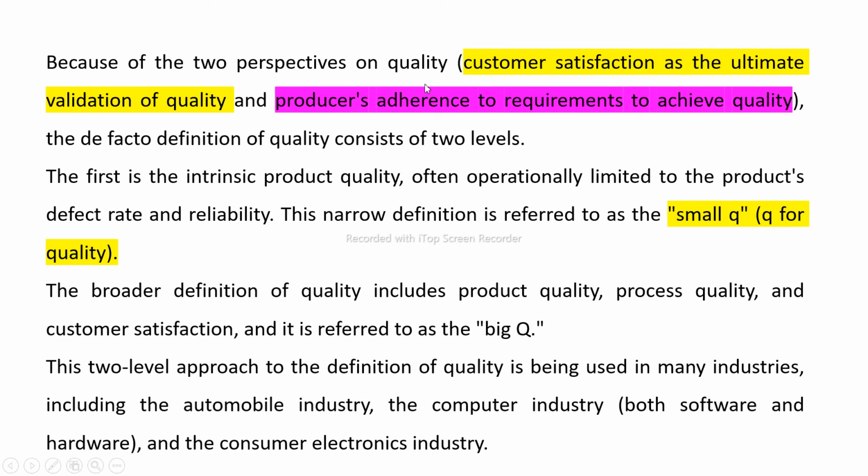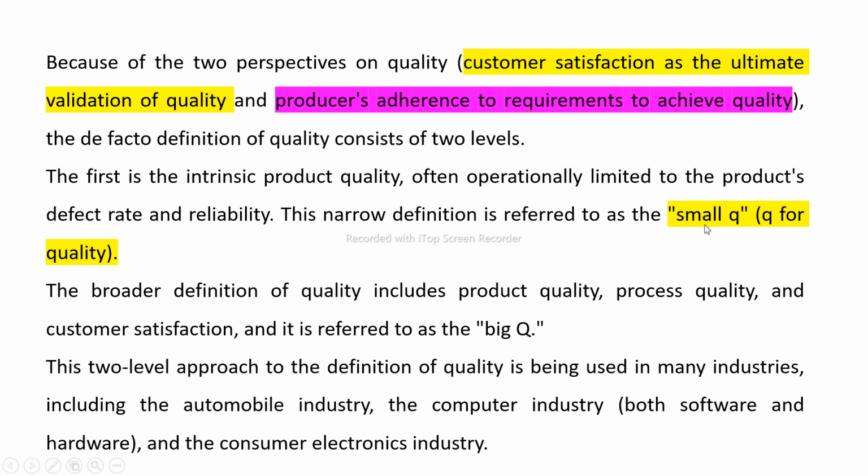Because of the two perspectives on quality, customer satisfaction as the ultimate validation of quality and the producer's adherence to the requirements to achieve quality, the de facto definition of quality consists of two levels. The first is the intrinsic product quality, often operationally limited to the product's defect rate and reliability. This narrow definition is referred to as small q, q for quality. The broader definition of quality includes product quality, process quality, and customer satisfaction. Three things are there: product quality, process quality, and customer satisfaction. And it is referred to as big Q.